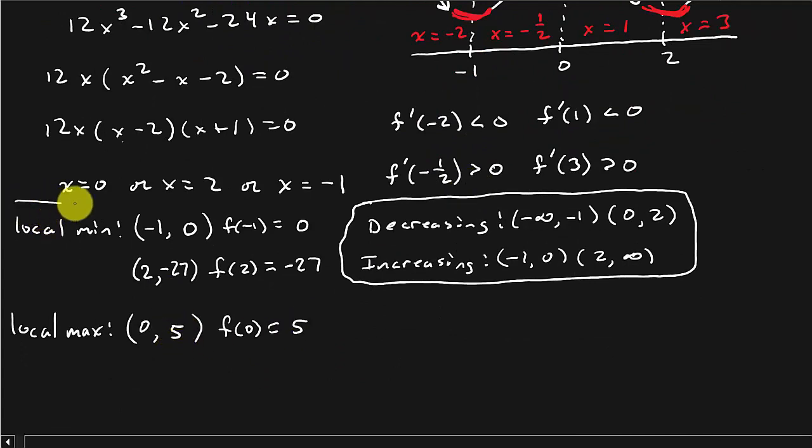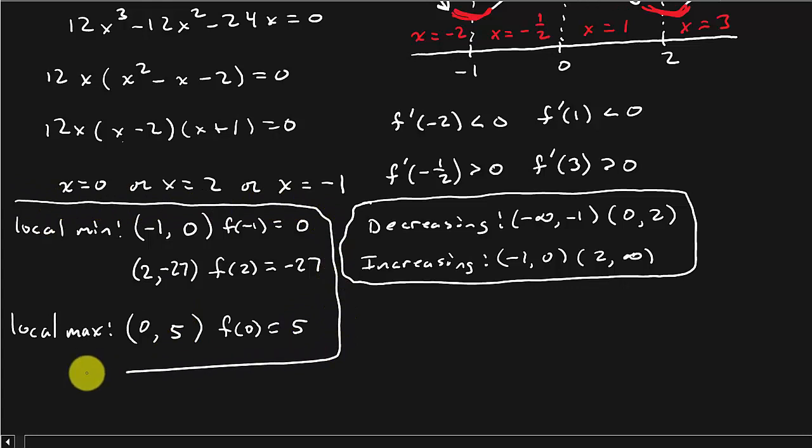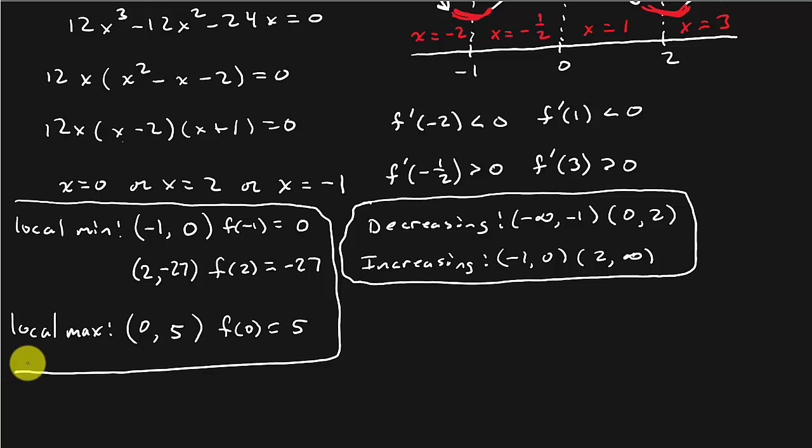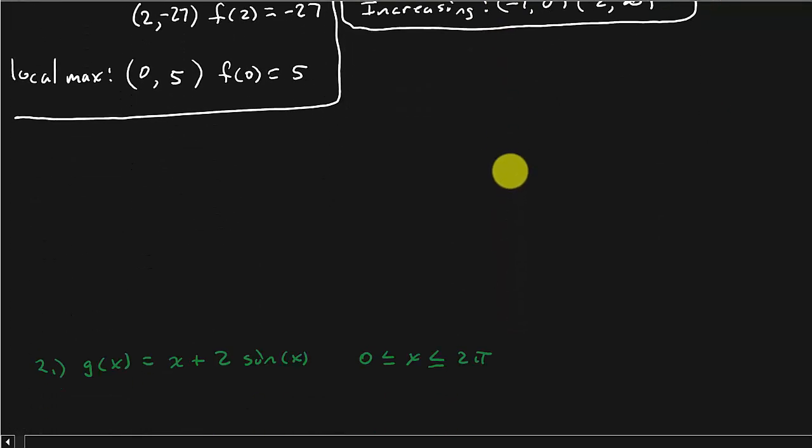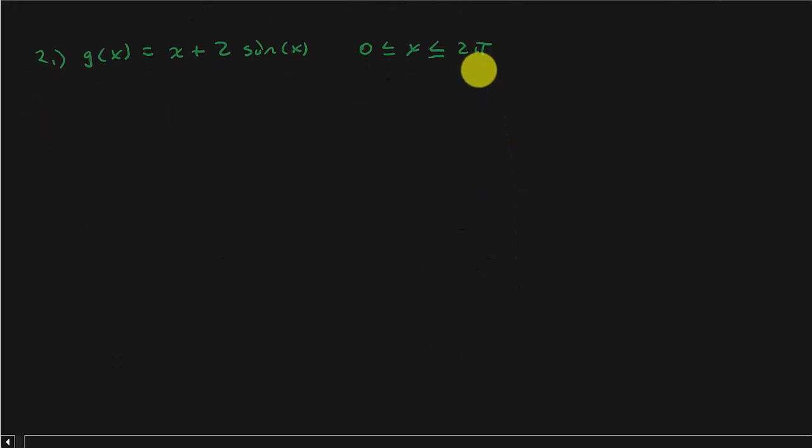All right, and so there's my local minimum and maximum values. Hopefully all that made sense. It's not difficult at all. I mean, the only calculus you're doing is taking this derivative here. That's it. The rest of it's algebra. All right, so let's look at the next one.